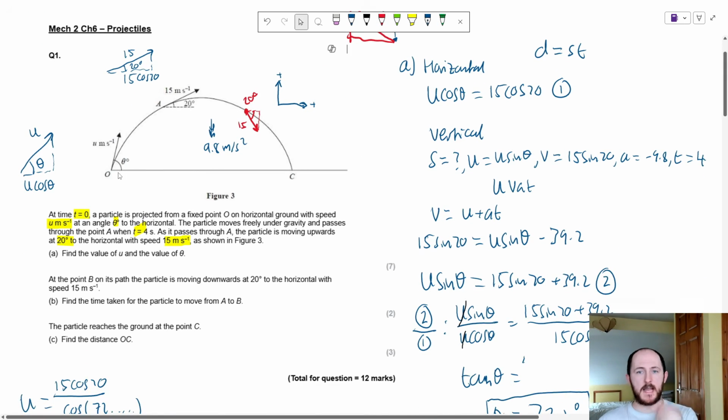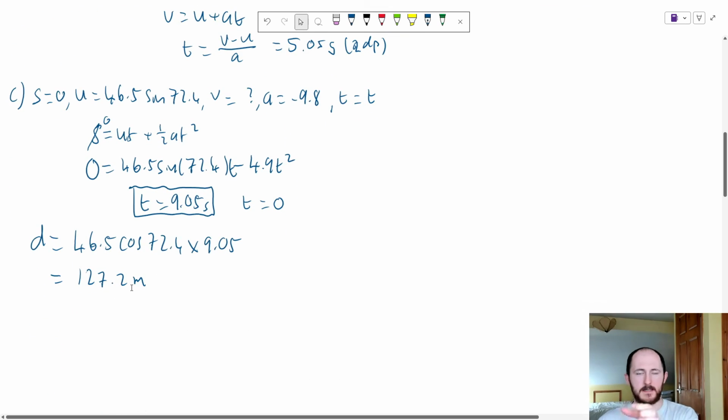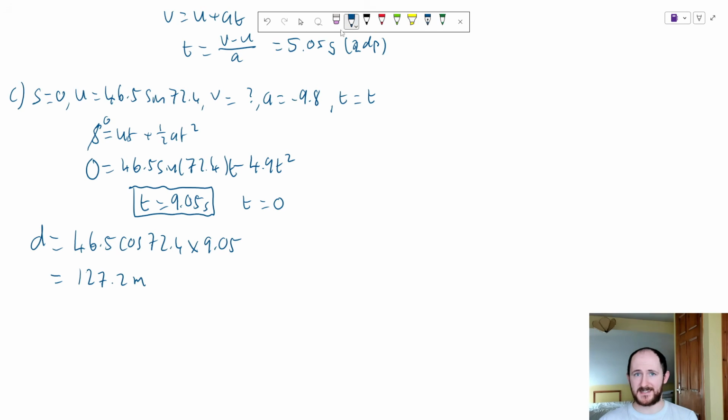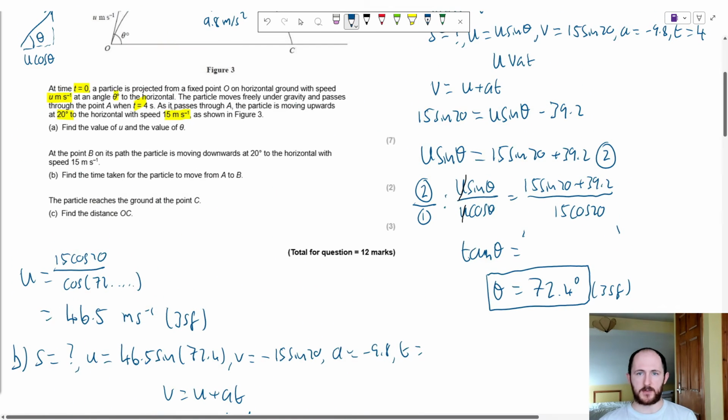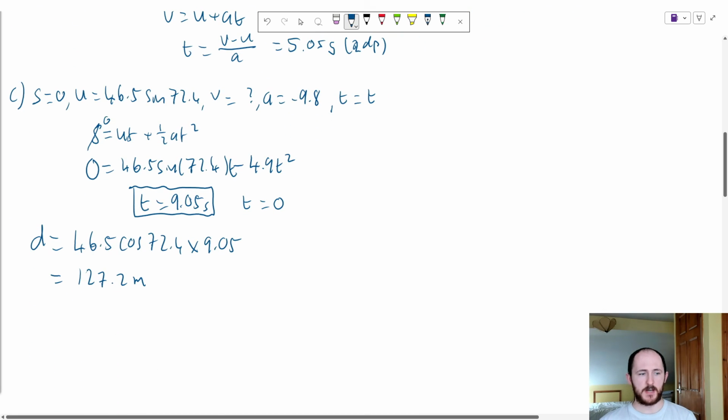In this case, I can use Pythagoras, but because the vertical displacement is 0, I get 127.2 squared plus 0 squared, all square rooted. So do be careful when they talk about distance, they're talking about the actual straight line distance, not vertical or horizontal. In this case, the straight line distance is just all horizontal though. But let's move on to question number 2.